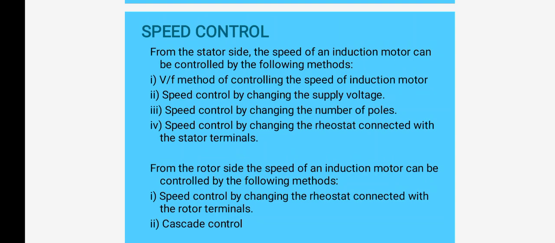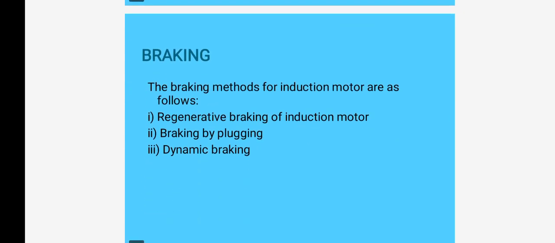Similarly, you can control the speed from the rotor side: speed control by changing the rheostat connected with the rotor terminal, and cascaded control. So we can control the speed from the stator as well as the rotor side by these methods. Then braking. The braking methods of an induction motor are as follows: regenerative braking, braking by plugging, and dynamic braking.